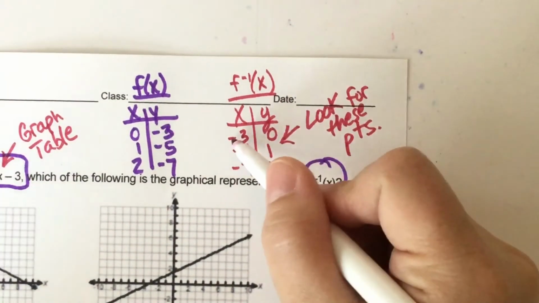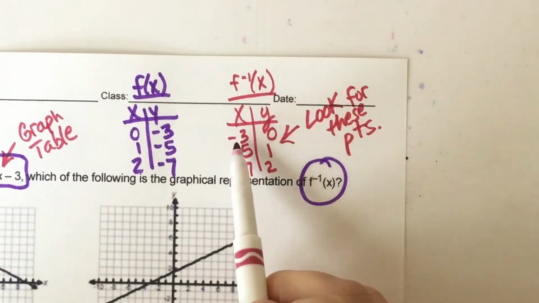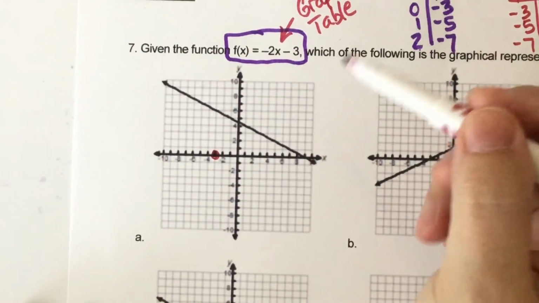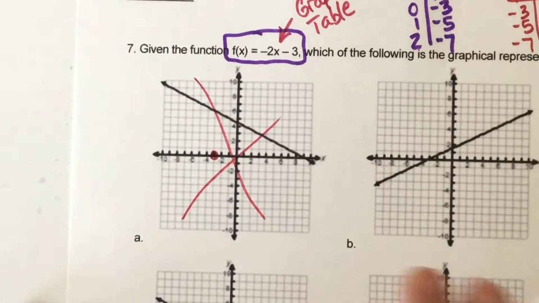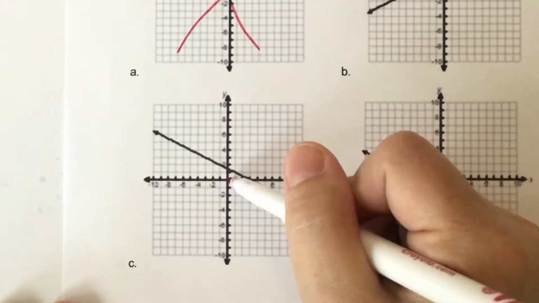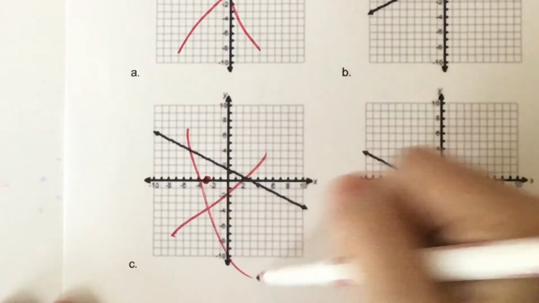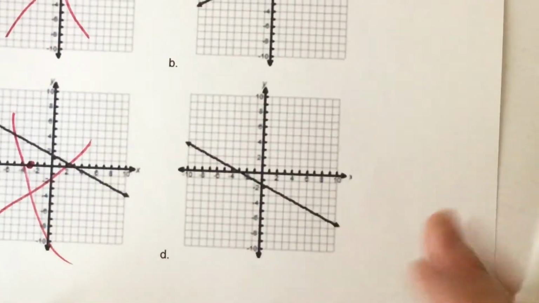Okay, so first one up, negative 3, 0. That means go left 3, don't go up or down. Well, that line is not going through that, so that guy's out. Okay, I'm going to just go down. Left 3, don't go up or down. This graph is not going through that. This guy's out. Okay, let's look at this one.